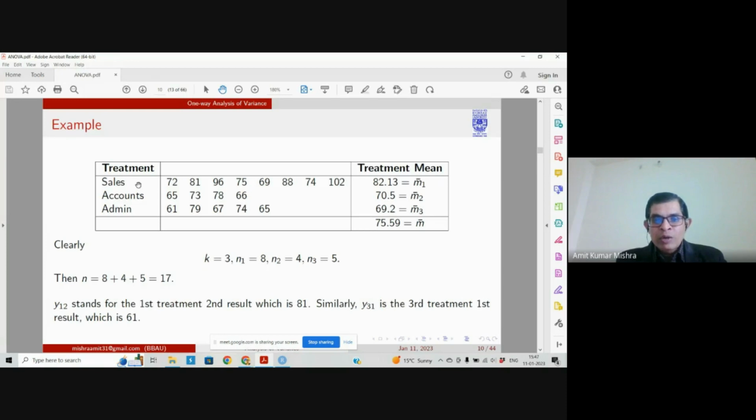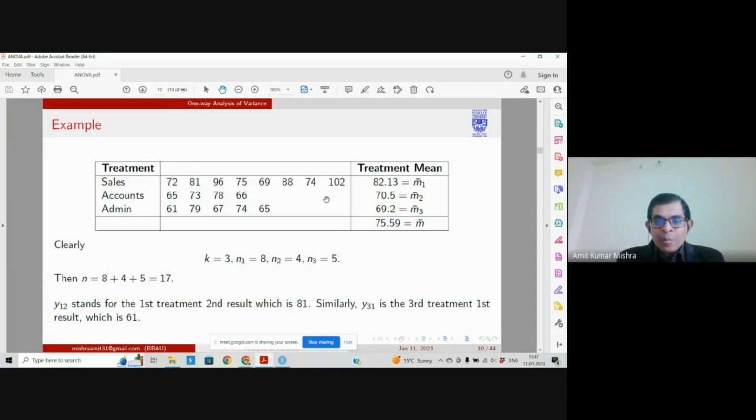In sales, we have 8 observations. So our n1 is 8. In accounts, we have 4 observations. So our n2 is 4. In admin, we have 5 observations. So our n3 is 5. And in total, we have 8 plus 4 plus 5, that means 17 observations. So you may be thinking why I am doing all these small things. See, once you understand the idea, the complicated problems can be solved. So that's why I have taken a very simple toy example.